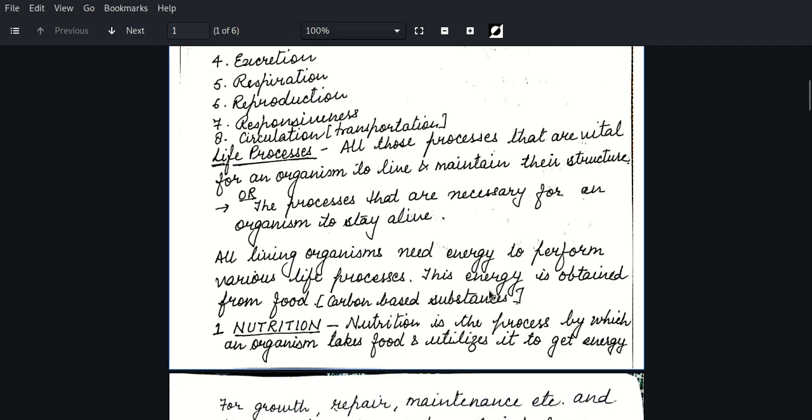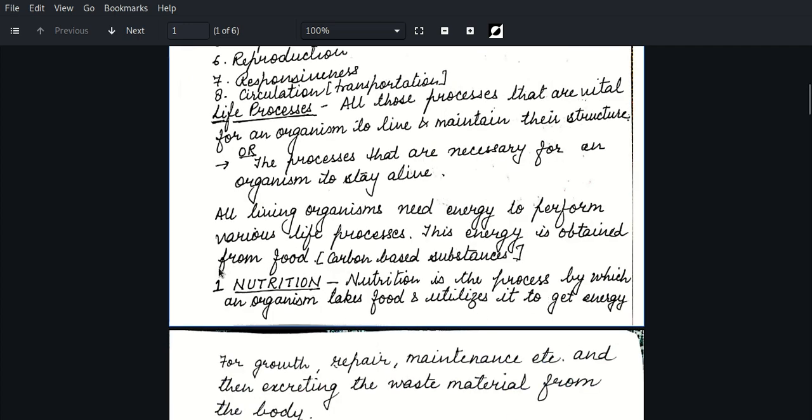We take food always in organic form, meaning carbon-based substances which release energy. And the process of releasing energy from food is called nutrition. So, what is nutrition? It is the process by which an organism takes food and utilizes it to get energy for growth, repair of tissues, and maintaining the body.